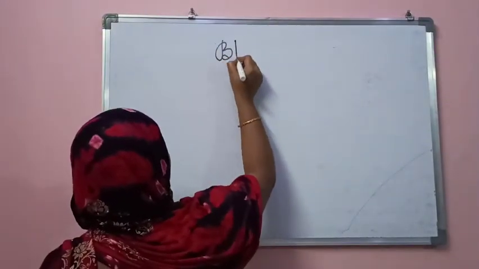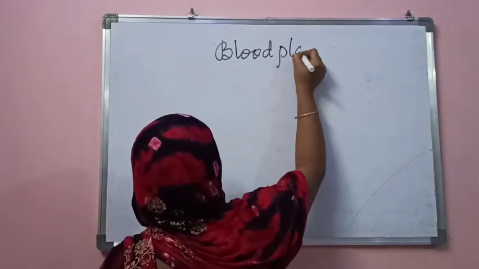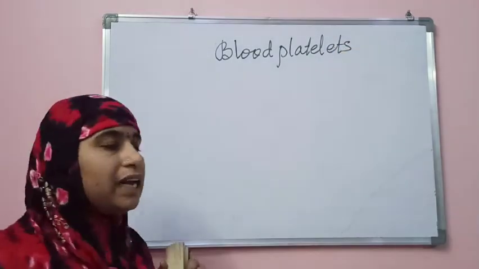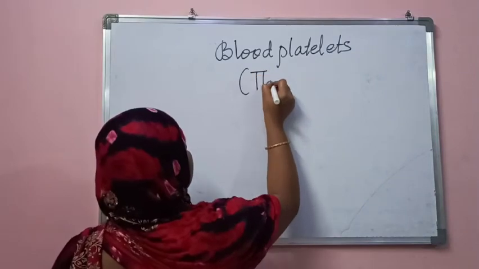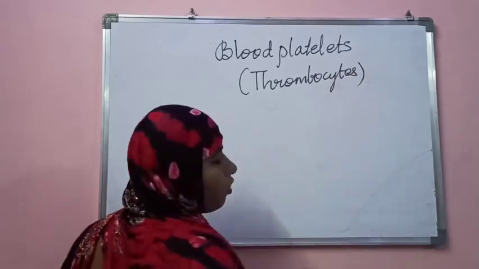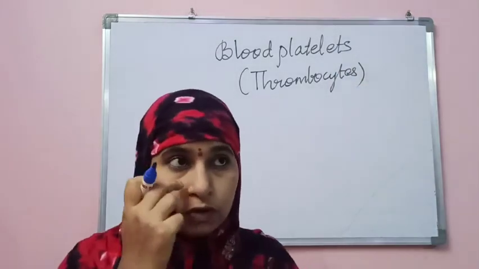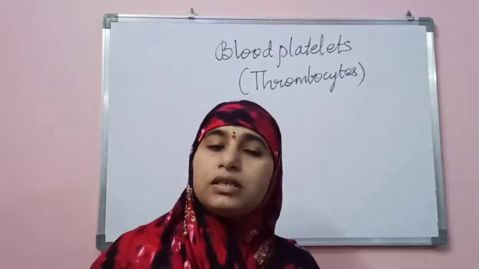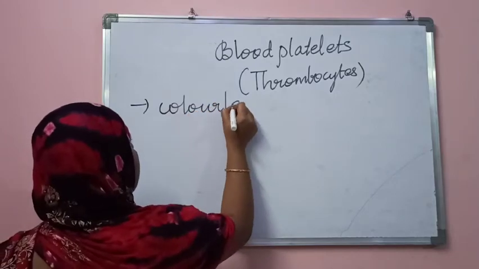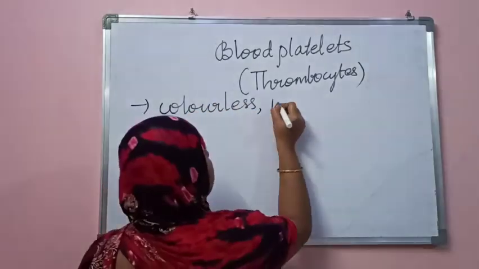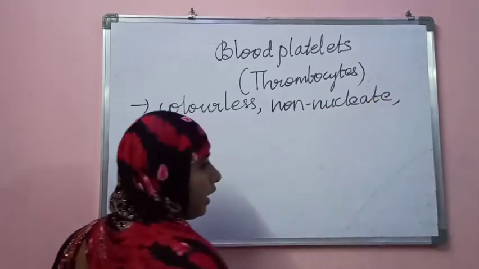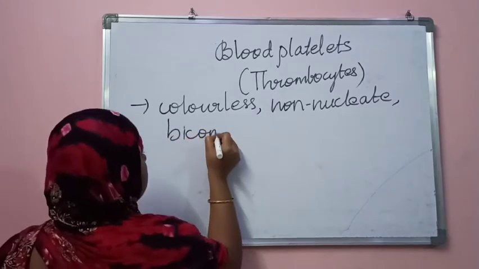Blood platelets. The third group of blood cells is blood platelets. The other name of blood platelets is thrombocytes. Okay. So what is the function of this? These blood platelets are also colorless. They are colorless. They do not have a nucleus. They are non-nucleate. And they are biconvex in shape.